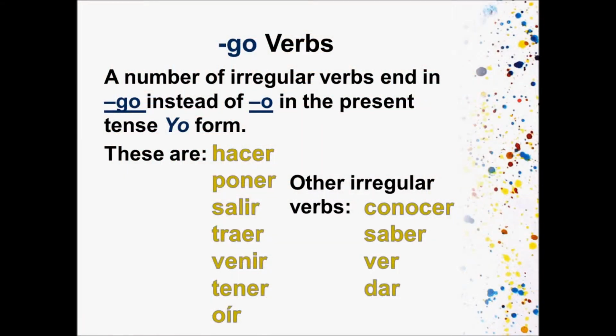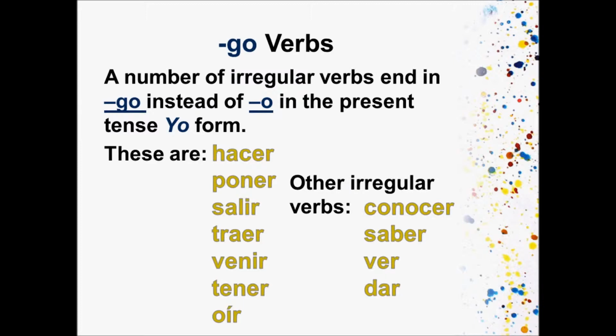So first there are irregular verbs which we call go verbs, and we call them go verbs because instead of taking off the last two letters of the verb and just adding O like we normally would do, we add go instead of just O. This only happens in the yo form, or the first person, and only in the present tense. So these are irregular yo or go verbs.